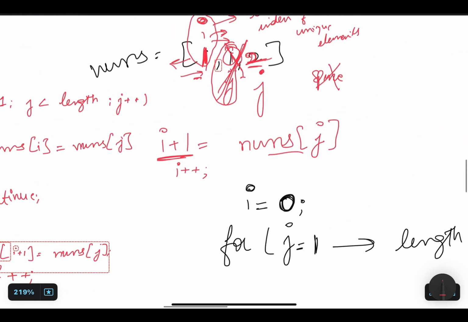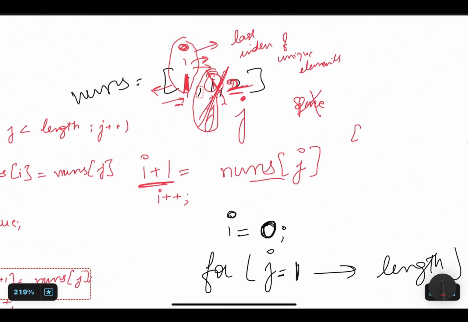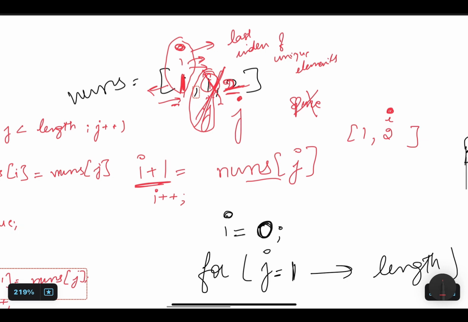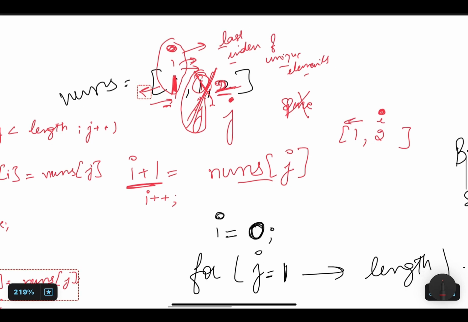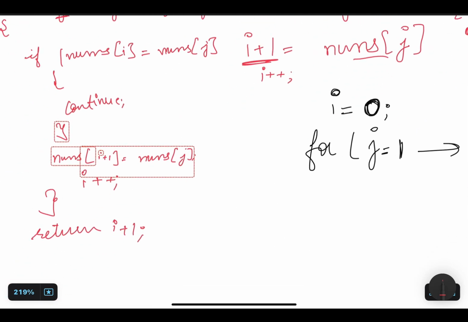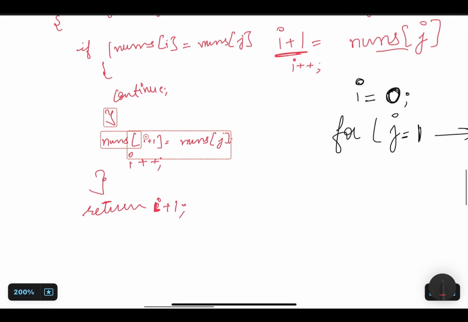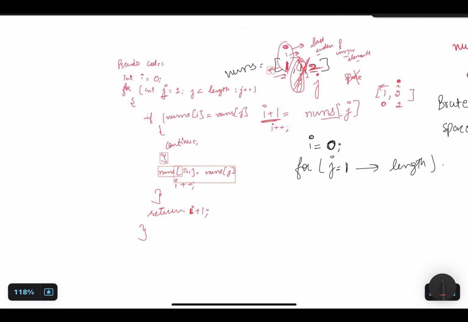Why? Because now see here, this was our final array and i was here, right? What I told you, i stores the last index of unique elements. Everything behind it will be unique elements. So our array is 0 based. That's why we have to add 1 to get the number of elements. Simply return this and our solution is done.